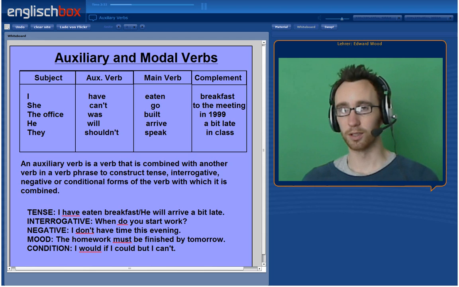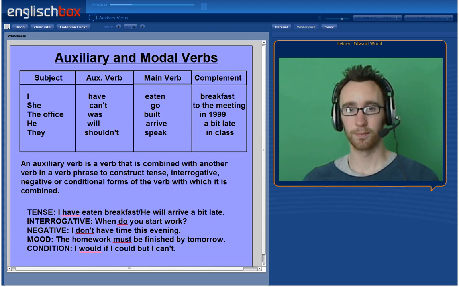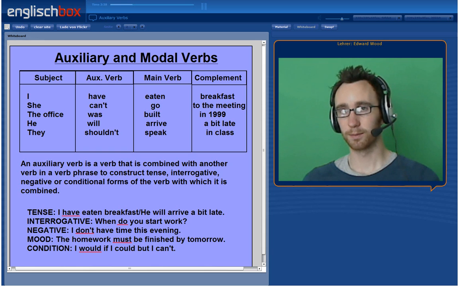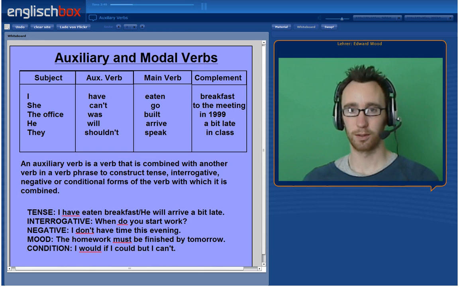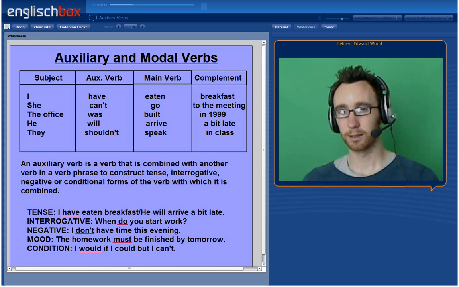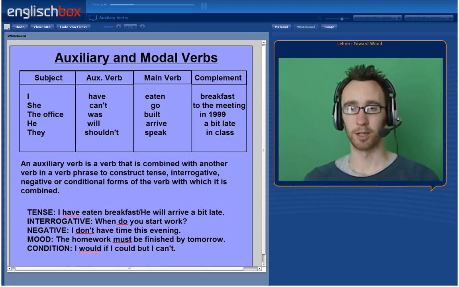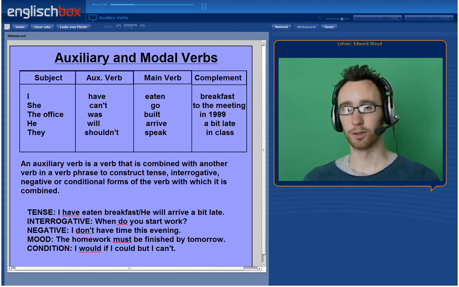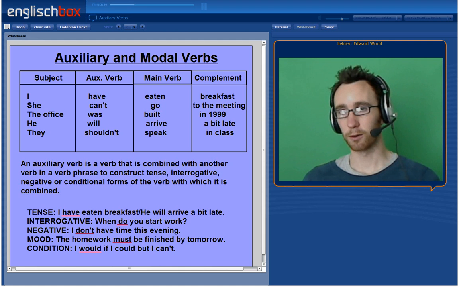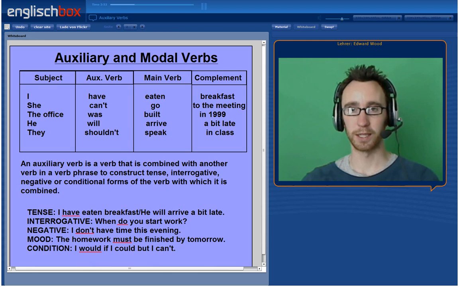She can't go to the meeting. The auxiliary can with the main verb go. The office was built. The auxiliary to be with the main verb build. He will arrive. The auxiliary will with the main verb arrive. And they shouldn't speak. The auxiliary should with the main verb speak.